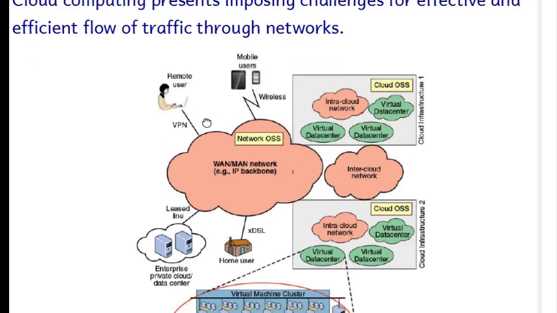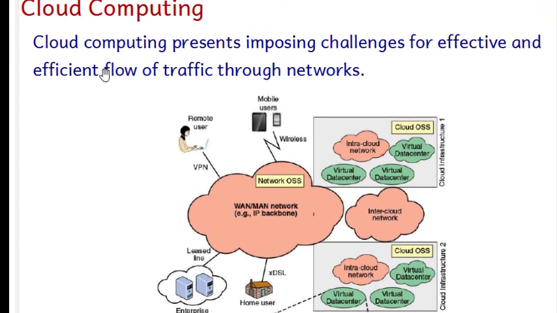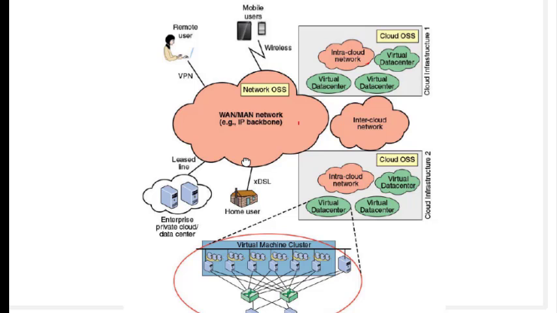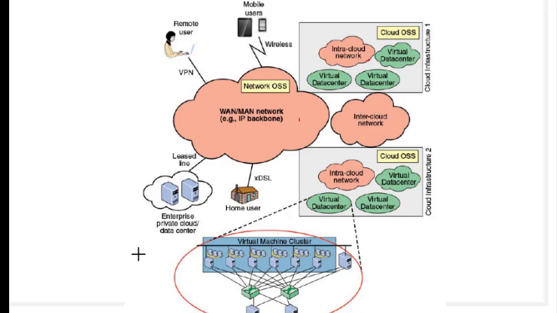So this is the cloud infrastructure. Cloud computing presents imposing challenges for effective and efficient flow of traffic through the networks. As we can see, here we have remote users who are using the cloud service. Then we have some mobile users, connected through some wireless infrastructure with the cloud, and they are using the cloud service.